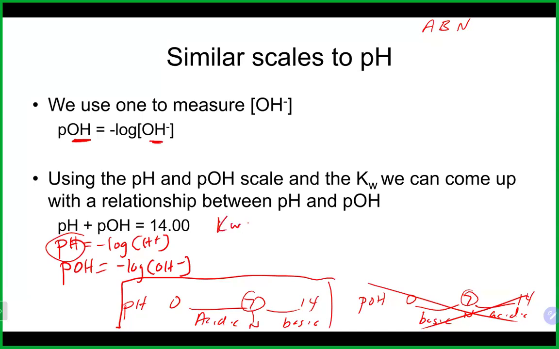Kw, as we just saw as well, [H+][OH-] equals 1 times 10 to the minus 14. Now let's talk about a couple other things that we could calculate here. If you have the pH value given to you, you could get directly from that the H+ concentration. So you could directly calculate the H+ concentration from the pH.